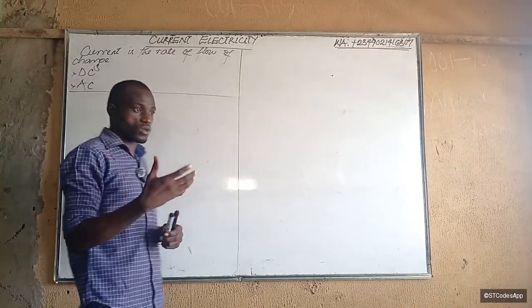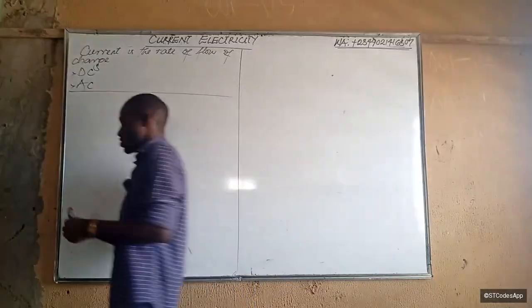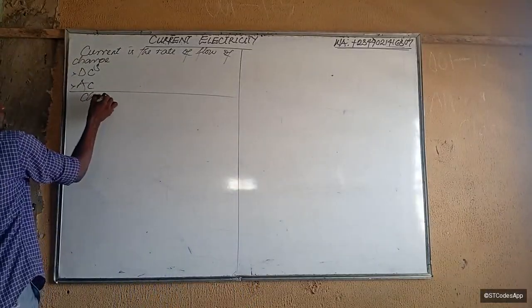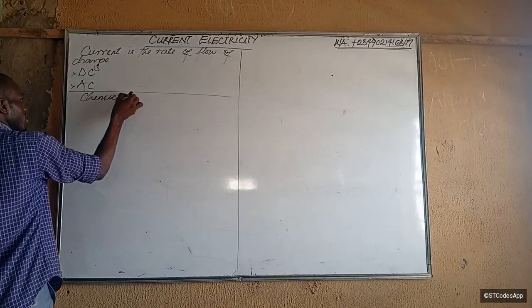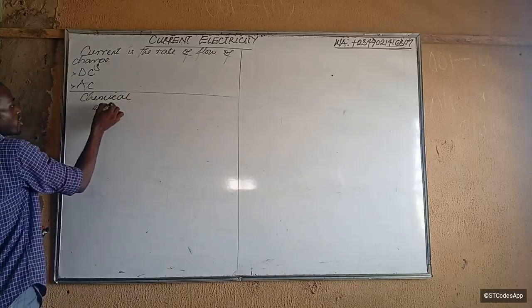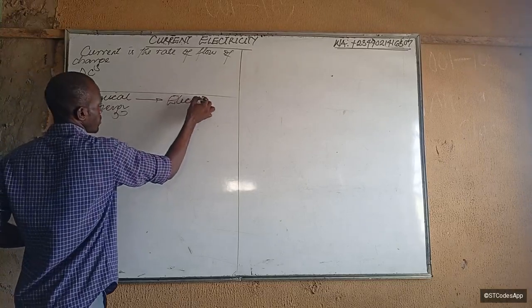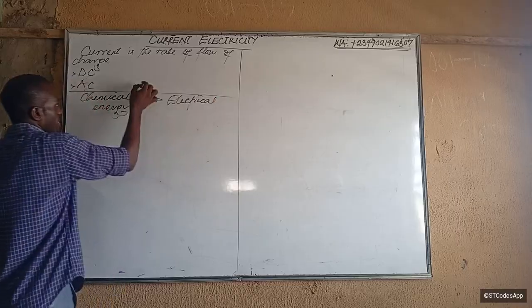Now what are the sources of direct current? We have the battery, okay, which is chemical. Where chemical energy is being converted in a battery, for example, chemical energy is converted to electrical energy. Electrical, that's in a battery.